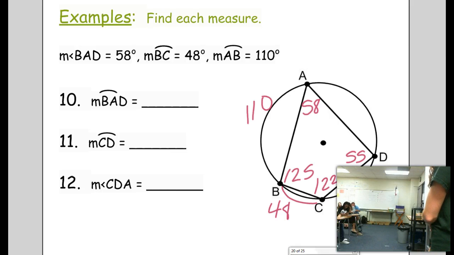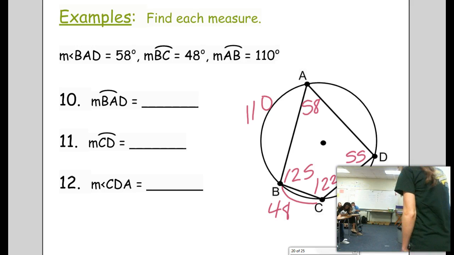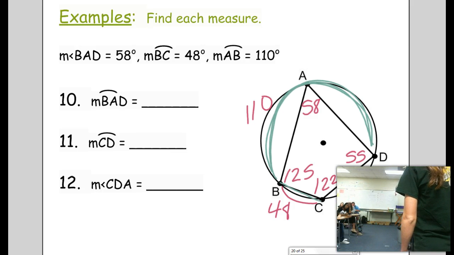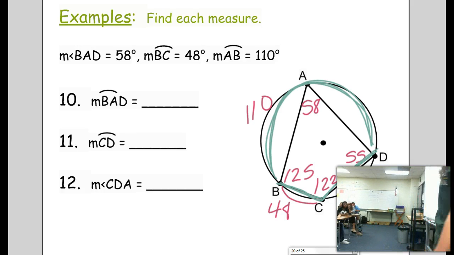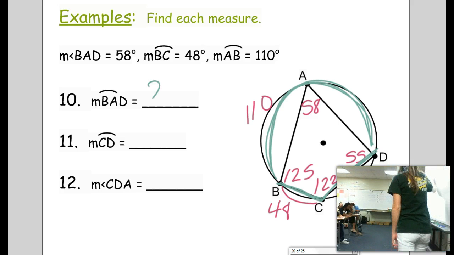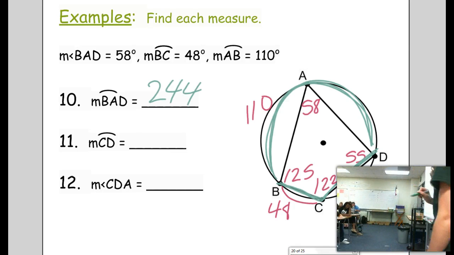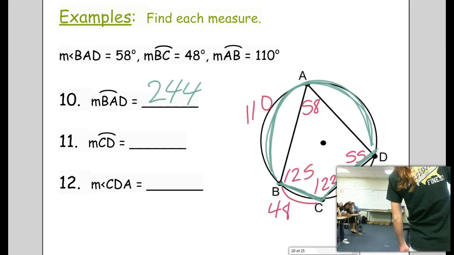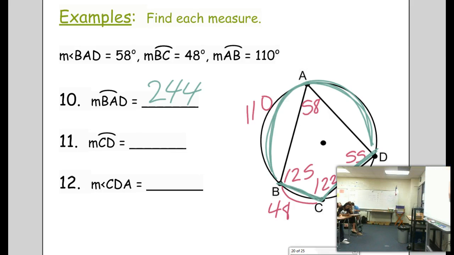Measure of arc BAD. Well, to find the measure of arc BAD, we would want to find an angle that opens up to that. So here's the arc. We need to find an angle that's eating it. Oh, I found one. If that angle is 122, how do I find its arc? Double it. 122 doubled is 244. Angle B opens up to arc ADC. You gotta follow it with your fingers. It's hard in this picture.